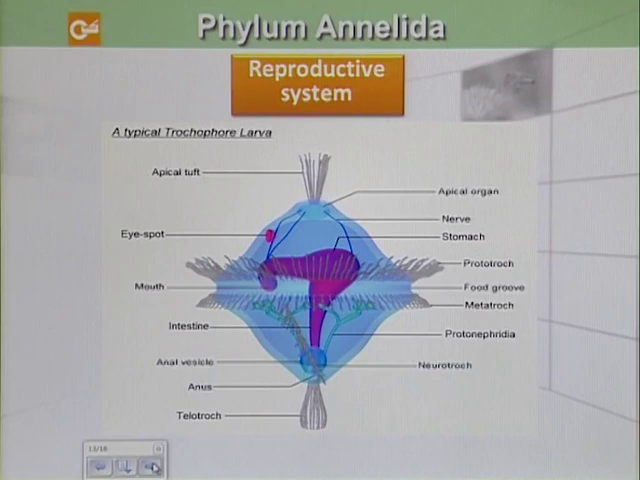And the common mode of reproduction is sexual, और most annelids जो हैं these are hermaphrodite and they contain both sexes. For example, in earthworm and leeches, while in case of some other annelids the sexes are separate and the fertilization is external. For example, Nereis में, and a free living trochophore larva is produced during the life cycle. You can see here the diagram of a trochophore larva.